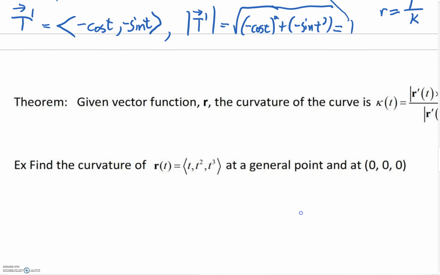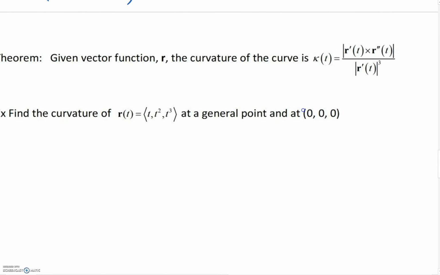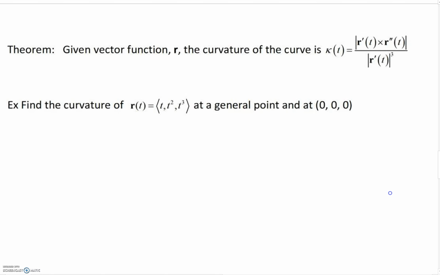Okay, a couple of other quick formulas that we're going to work with. We don't have time to prove them. However, it's very, very helpful to not have to go through all the work of finding the unit tangent vector and then the derivative of it and so forth. So let's just say we have a vector function r. Kappa, the curvature, is the length of r prime of t cross-producted with r double prime of t divided by r prime of t's magnitude or length to the third.